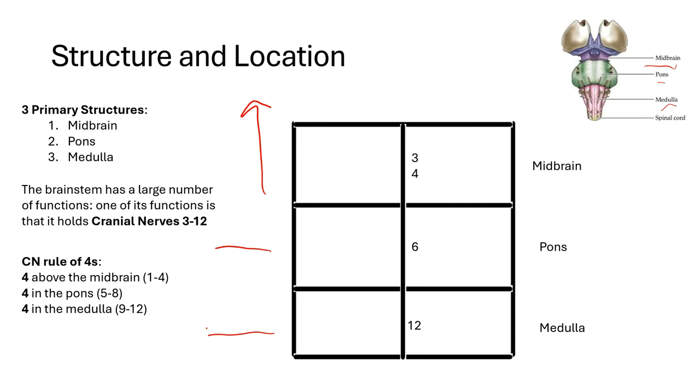The remaining cranial nerves in the pons, 5, 7, and 8, are going to be located in the lateral aspects. And in the medulla, 9, 10, and 11 are also going to be located in the lateral aspects. Thus, this is how the brainstem organizes its cranial nerves, based off of whether they're located in the midbrain, pons, or the medulla, and whether they're located medially or laterally.